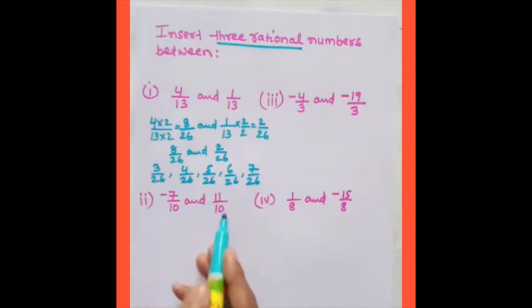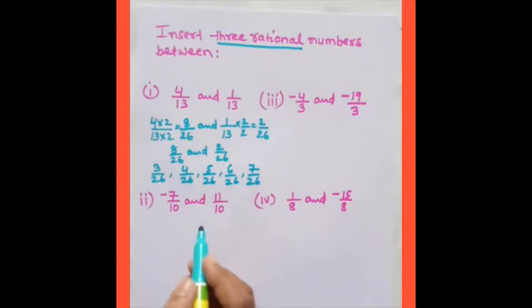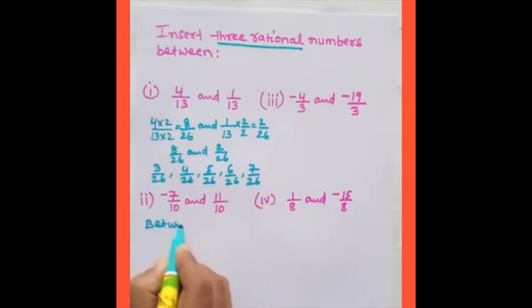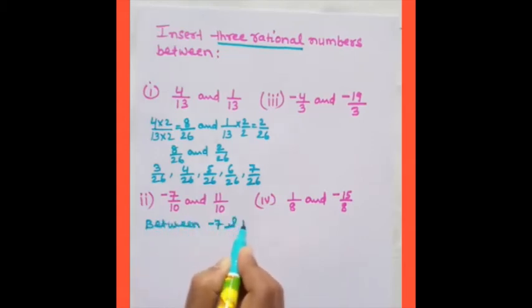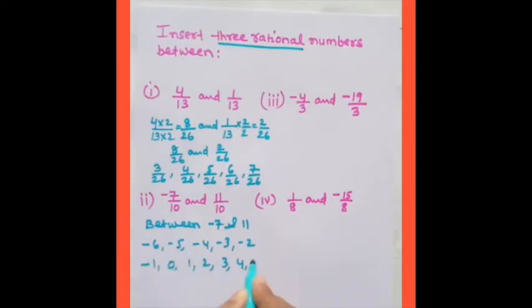Minus 7 by 10 and 11 by 10. It's very simple and easy. You can see here, between minus 7 and 11 you have minus 6, minus 5, minus 4. Let us first find between minus 7 and 11: minus 6, minus 5, minus 4, minus 3, minus 2, minus 1, 0, 1, 2, 3, 4, 5, 6, 7, 8, 9, 10, 11. Okay.